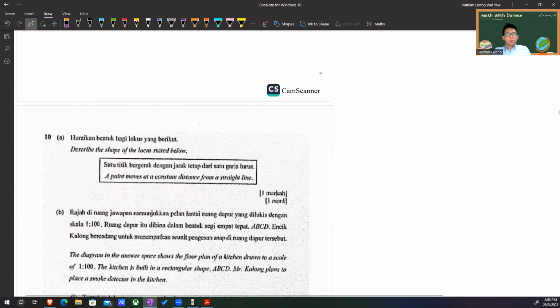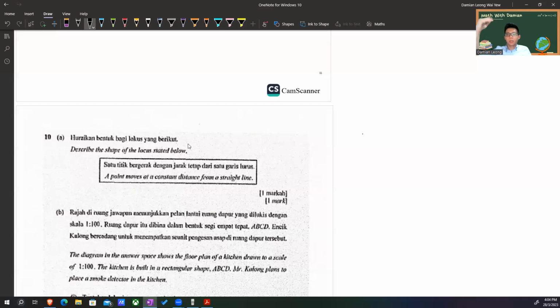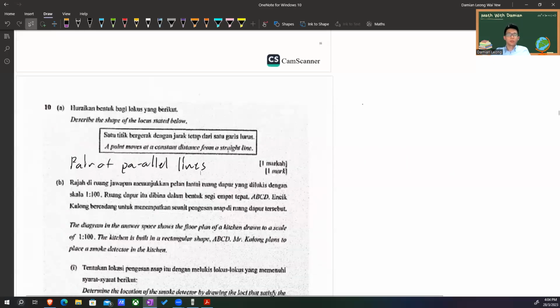Then question 10. Describe the shape of the locus stated here. So a point moves at constant distance from a straight line. Constant distance from a straight line. When you have a straight line, constant distance means anywhere on the locus I measure to the straight line is always the same, which will be a parallel line to it, basically. Yeah, and it can be above or below on either side of the line. So pair of parallel lines.